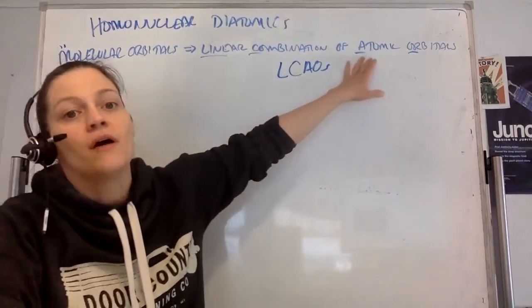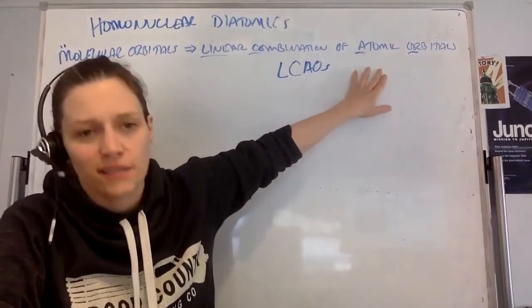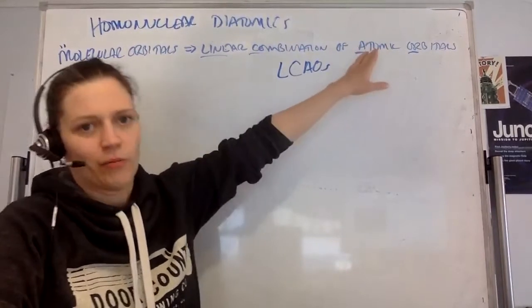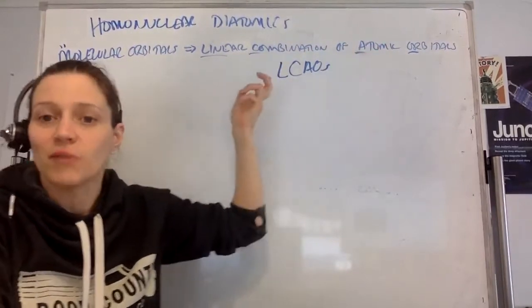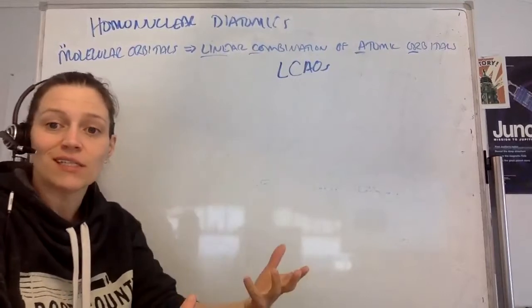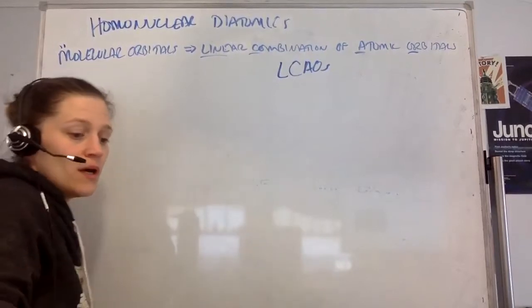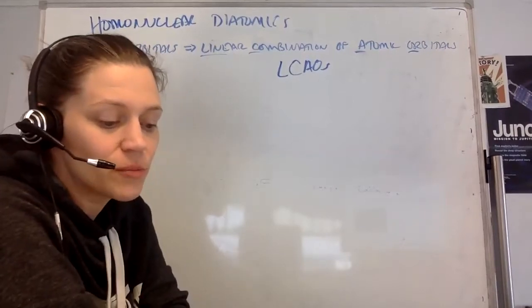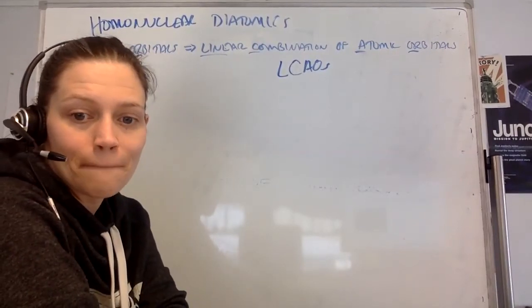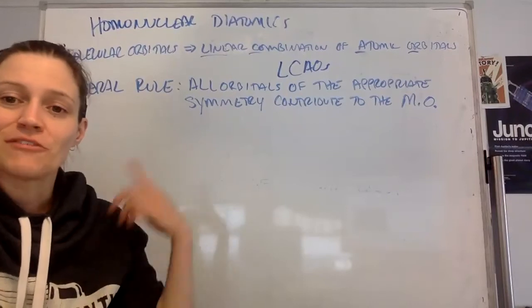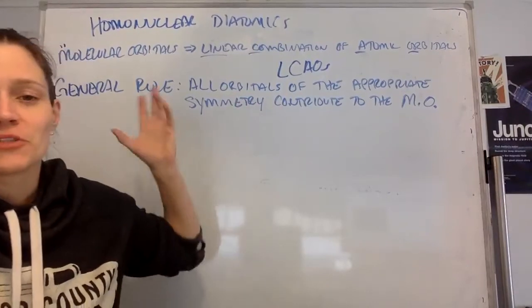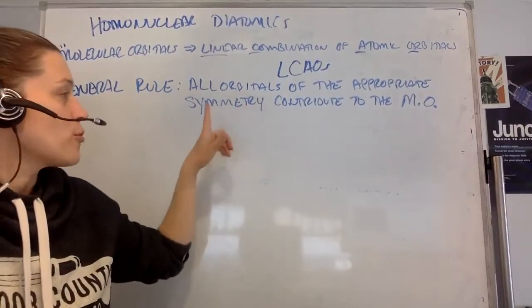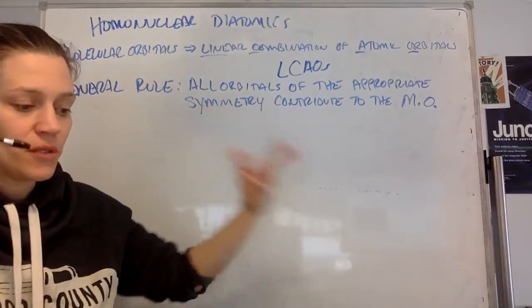So we have H psi equals E psi, the hydrogenic atom. If we know how to represent atomic orbitals, now we're going to add them together, and they're going to have a coefficient that's going to tell us something about that particular bond. A general rule is that all orbitals of the appropriate symmetry contribute to the molecular orbital.